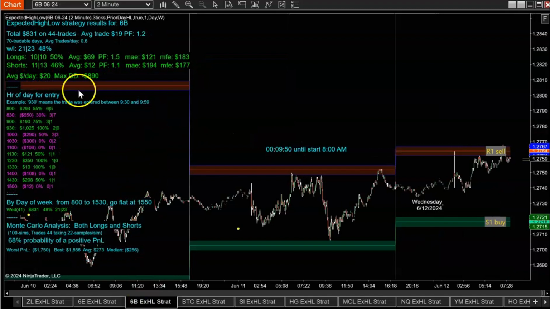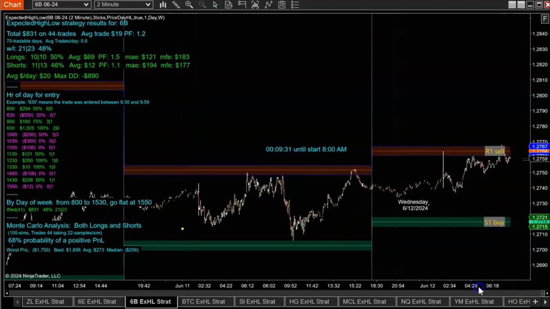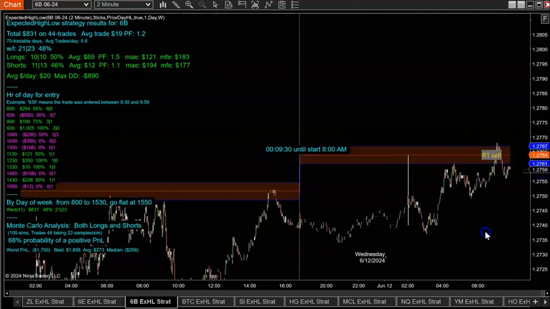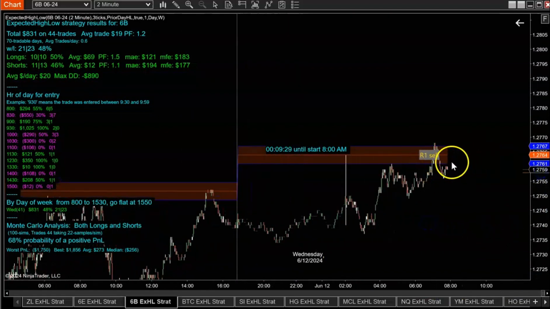6B, we don't look at that one too often. On average, we're making 20 bucks a day per contract. Drawdown is small. 68% probability of a positive P&L just by following the simple rules for entry and exit. So we're coming up on the start of the day here, 9.5 minutes. We might be hitting the sell level very shortly after 8 o'clock. We only have a 46% win rate going short. So I don't know. That's kind of a middle of the road thing.